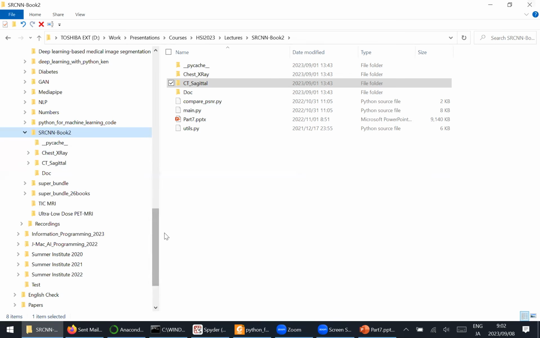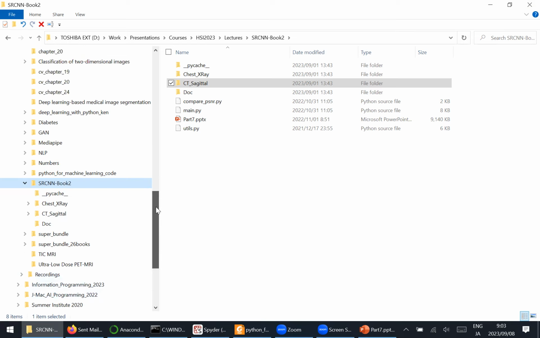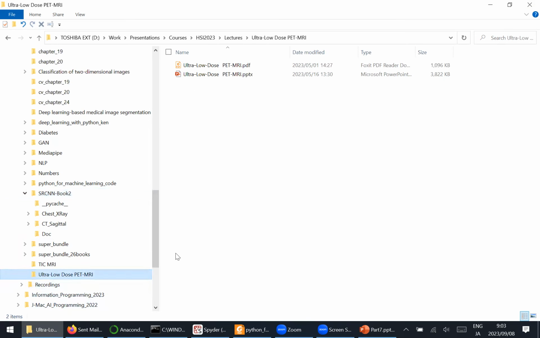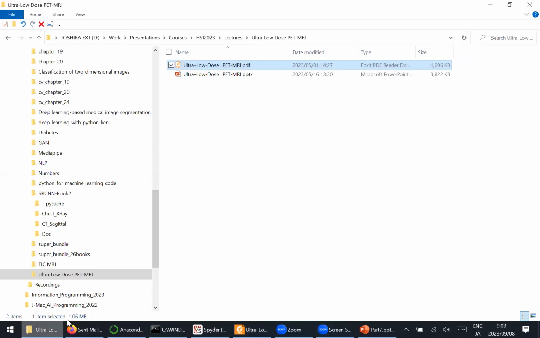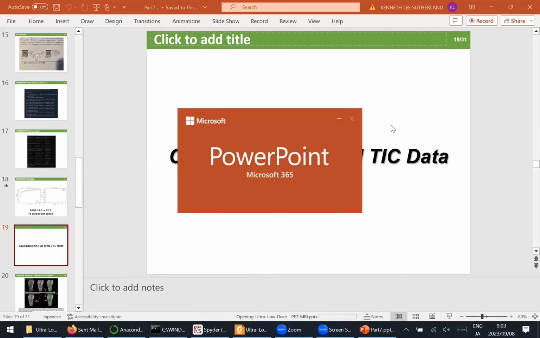And in medical imaging, we have a lot of problems with patients getting radiation from CT or PET. So there's a lot of research in low dose imaging, for example, this ultra low dose PET CT. This is a paper written by a guy at Stanford University, and he came here.